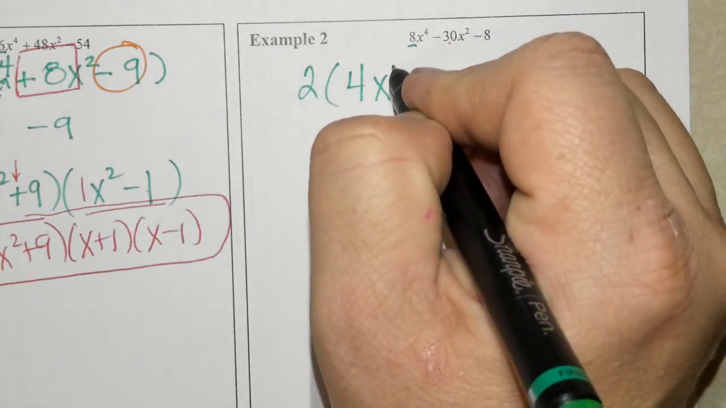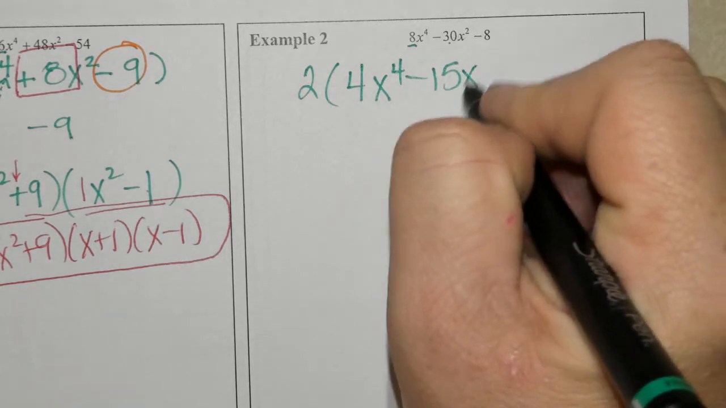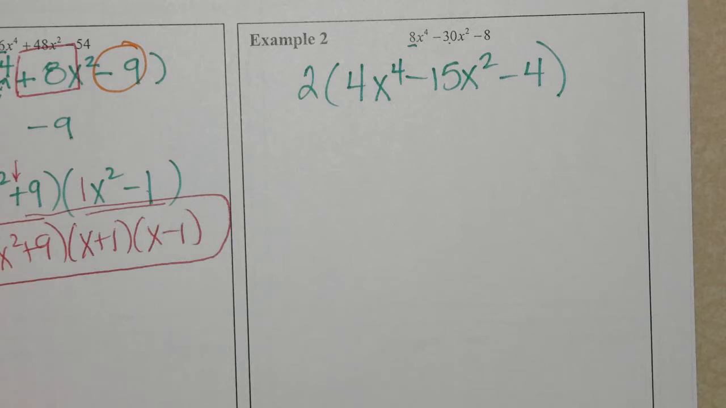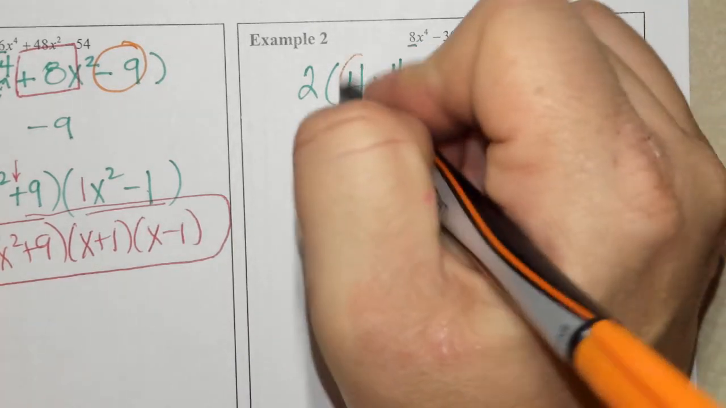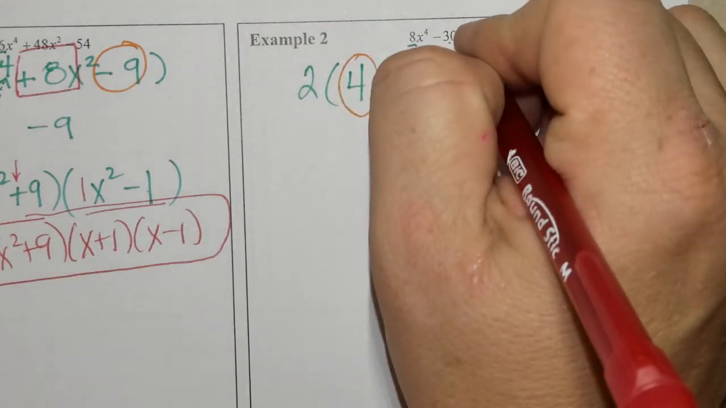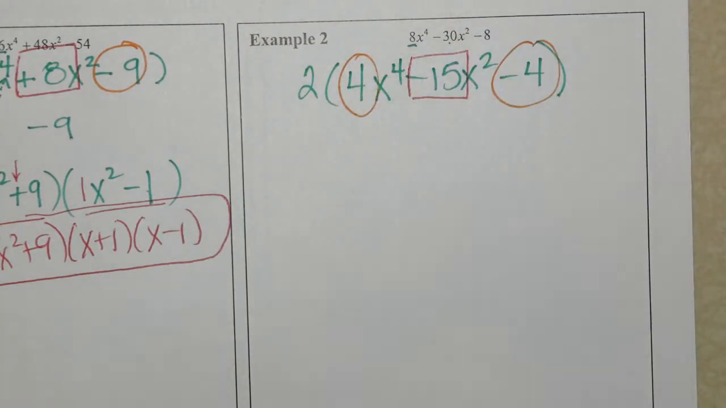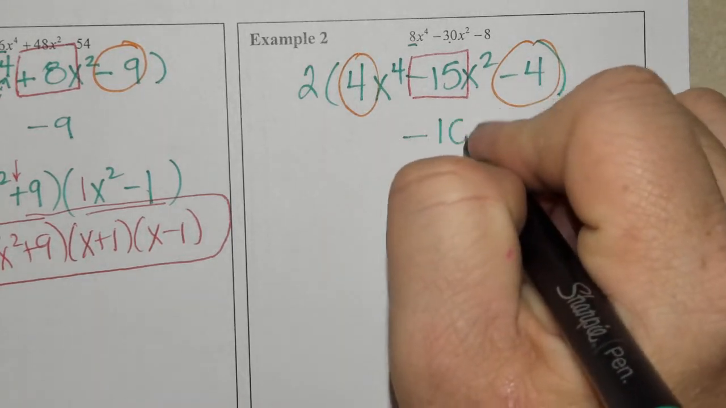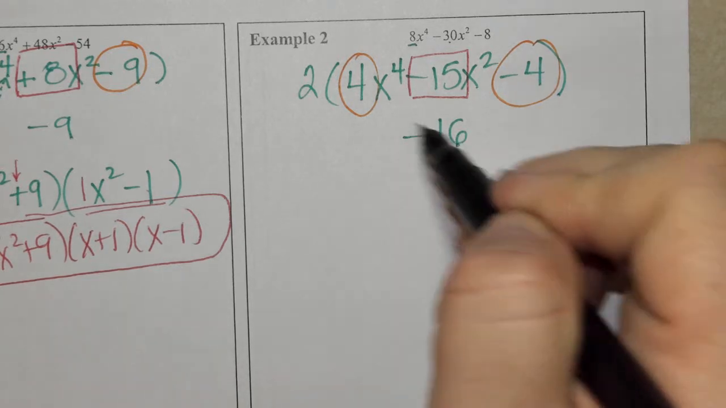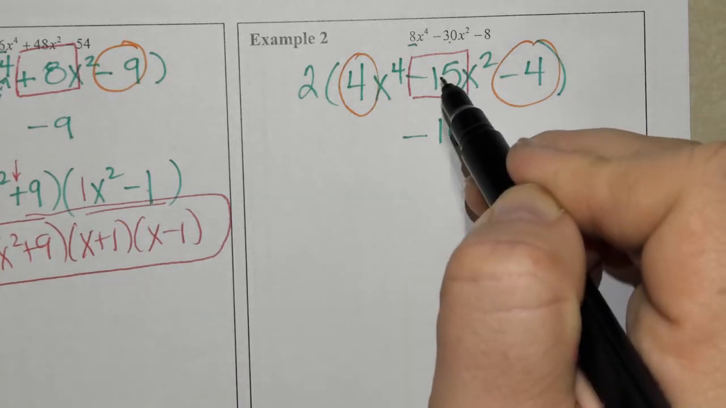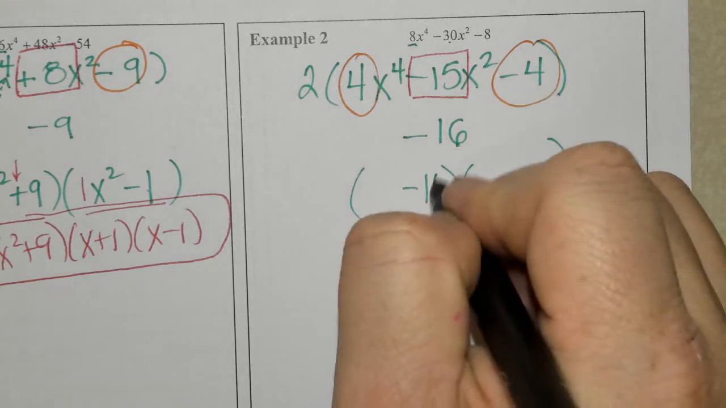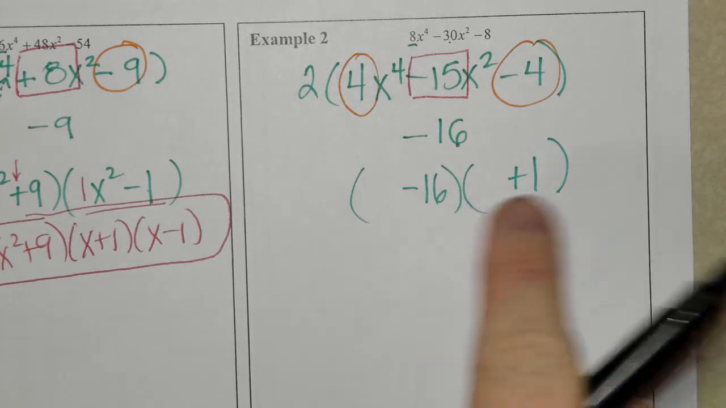4x to the fourth minus 15x squared minus 4. Circle the 4 and the -4. Put a box around the -15. 4 times -4 is -16. I want to think of two numbers that multiply to equal -16 and add or subtract to give you -15. The answer would be -16 and +1.